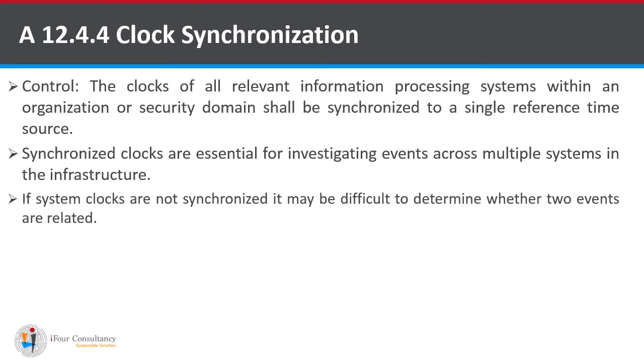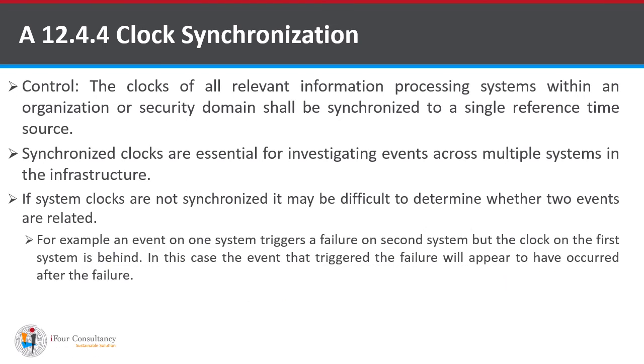What happens if the system clocks are not synchronized? It may get difficult for you to determine whether two events are related if they happen at the same time or at a different time. For example, an event on one system triggers a failure on a second system, but the clock on the first system is behind. In this case, the event that triggered the failure will appear to have occurred after the failure.